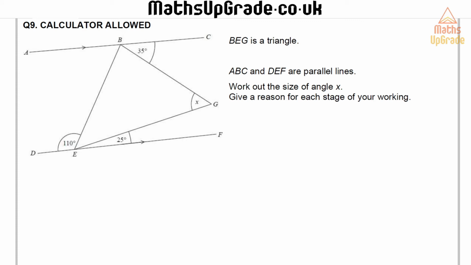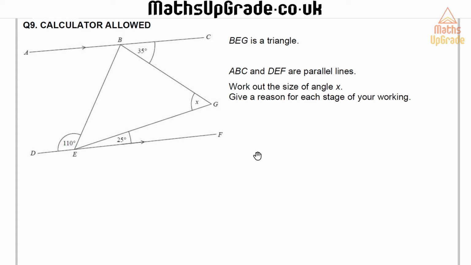Okay, question 9 states that BEG is a triangle. A, B, C, and D, E, F are parallel lines. Work out the size of angle X. So work out the size of this angle here. Give a reason for each stage of your working, and you'd get the 4 marks when you get the answer as well.